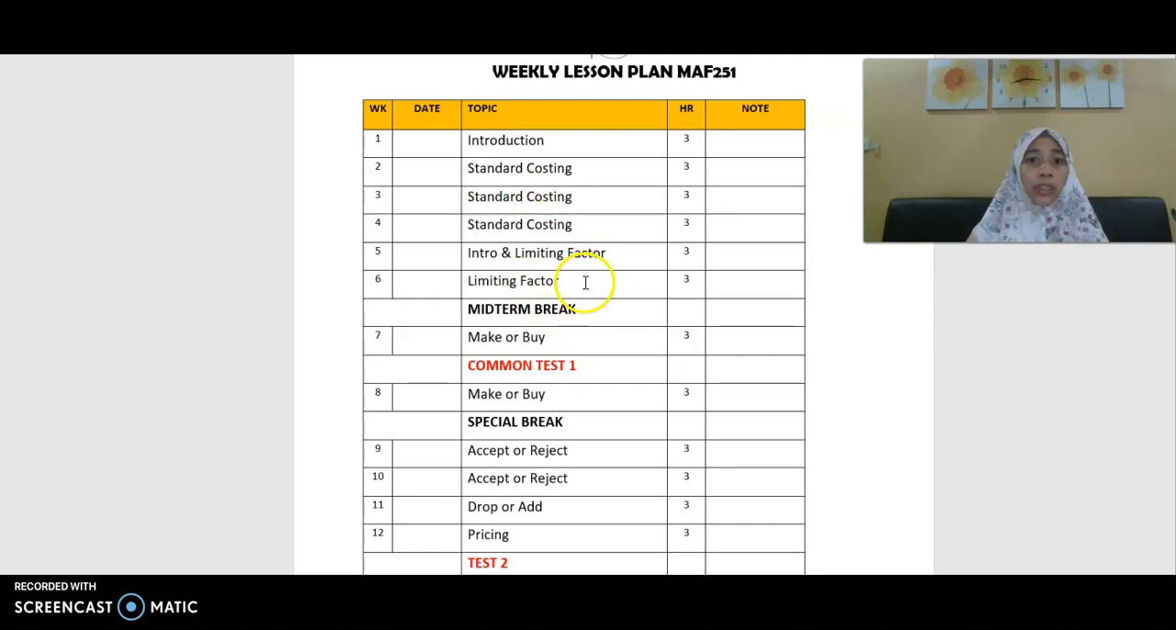Then you look into the limiting factor, and that goes into decision making. This is called short-term decision making. For example, we have a limiting factor. These are the factors that limit our production. So should we produce product A or should we produce product B, for example? Because we have limited resources, you want to make a decision.